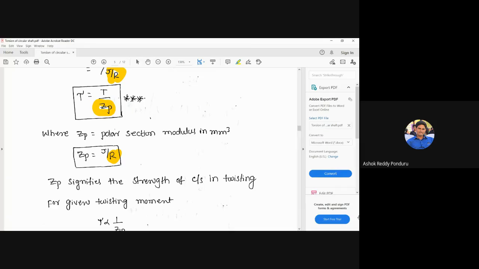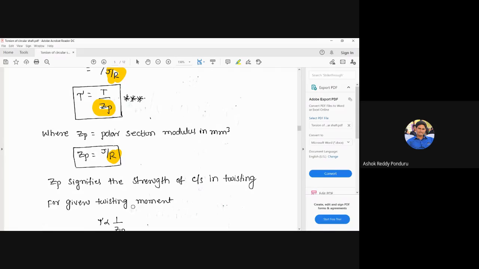Okay, for non-circular shafts, that is a different procedure to calculate the shear stresses. But when you go to the MTech, we will discuss that. Here we are not discussing that; it is not required. We are only going to discuss circular shafts.